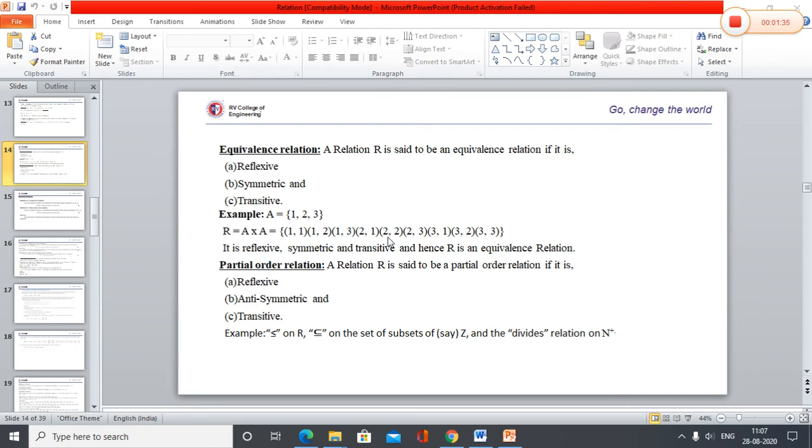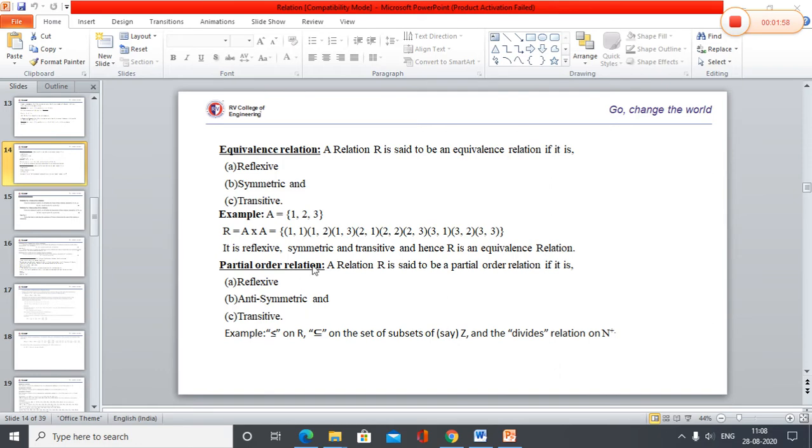Transitive says if AB and BC are there, then AC should be there. So suppose I take this ordered pair, this is A, this is B. 1 1 is there and 1 2 is there, so 1 2 should be there. That is AC. So 1 2 is present. Likewise, for all the ordered pairs, the transitive property is also satisfied. So it is reflexive, symmetric and transitive. That means the given relation is an equivalence relation.